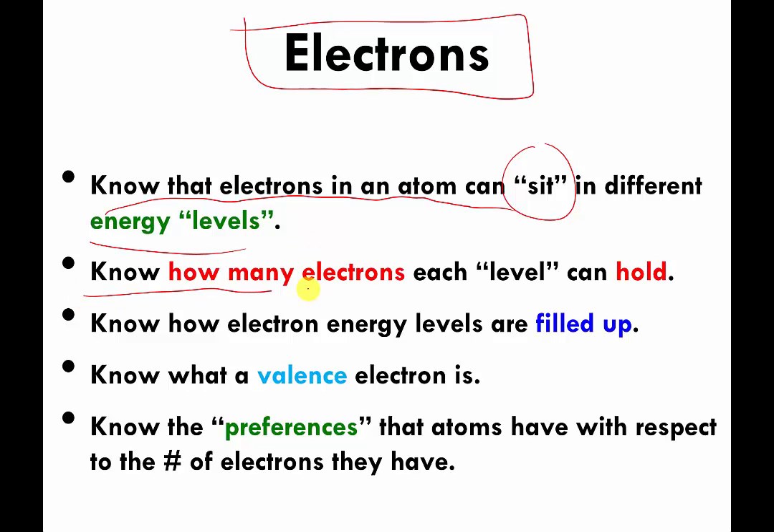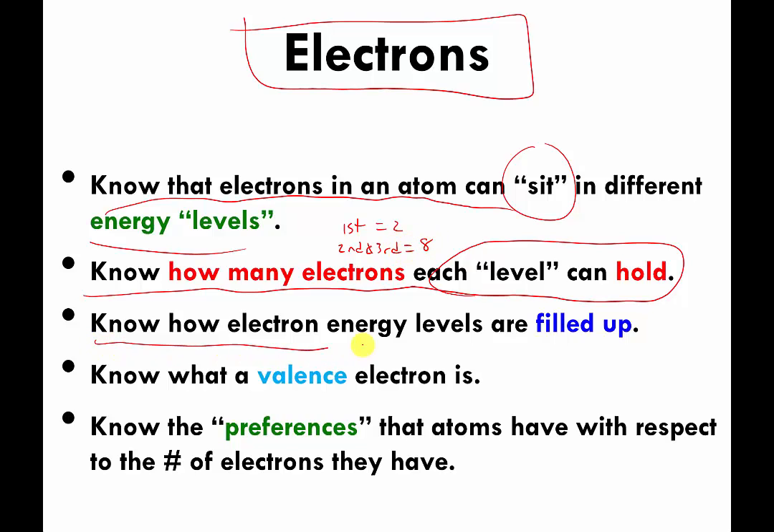You should know how many electrons each energy level can hold. First level can hold 2, second and third can hold 8. You don't need to know beyond that. You should know how the electron energy levels are filled up. In other words, you fill up the lowest energy level first. You fill up level 1 first. If you don't have any more space but you need to put more electrons in your atom, you start filling up the second lowest, then the third lowest, etc.